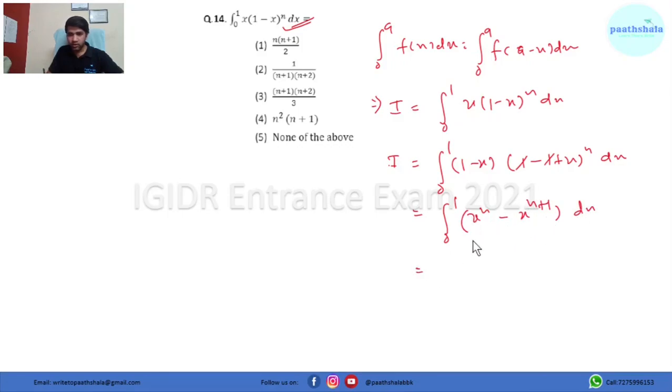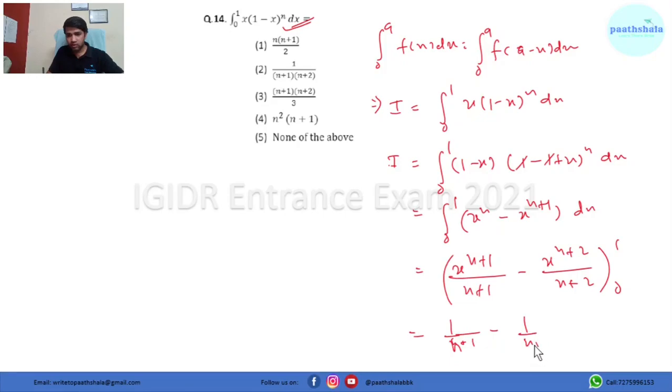Okay. Now when you integrate this, it will come out to be x to the power n plus 1 upon n plus 1 minus x to the power n plus 2 upon n plus 2. Okay, and the limit will go from 0 to 1. So when you put 1, this will come out to be n plus 1, okay, minus n plus 2. When you put 0, this will be 0.